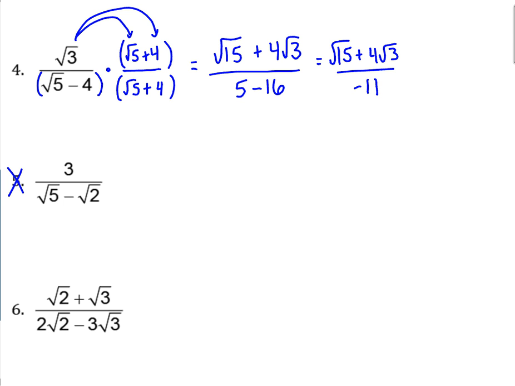Is there also another thing that's wrong with it? Yes. Negative on the denominator. Basically, all we have to do is switch all the signs. If we're multiplying top and bottom by negative 1, it becomes negative root 15 minus 4 root 3 all over 11. Yay.